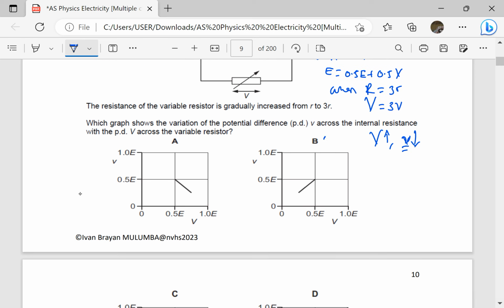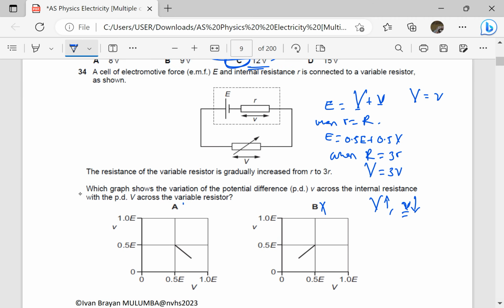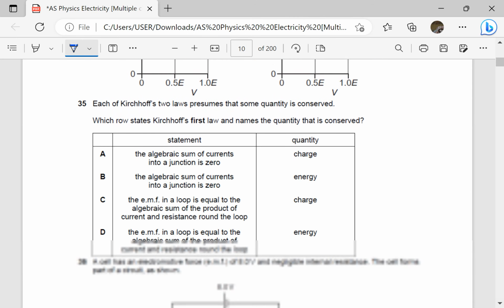So here it is showing the reverse. It is showing capital V decreases as small v decreases. That is not true. This one is showing capital V increases and also small v increases. That is not possible. So our answer is going to be A. When the terminal PD, which is capital V, increases, the lost volts, which is small v, must decrease because the sum must remain the e.m.f.